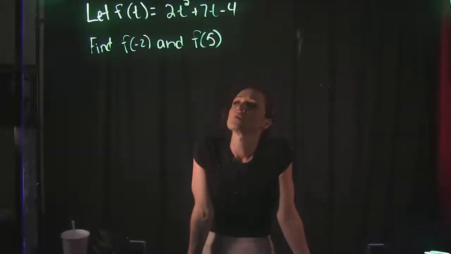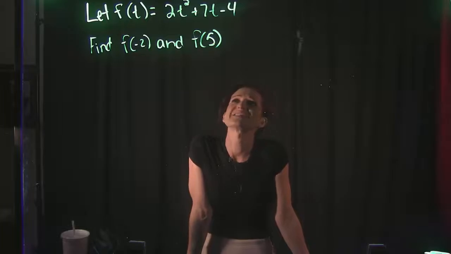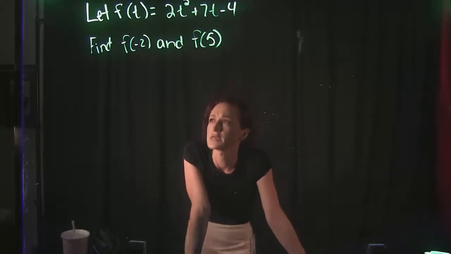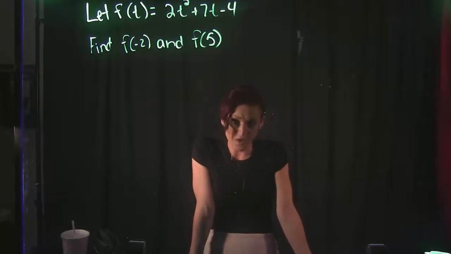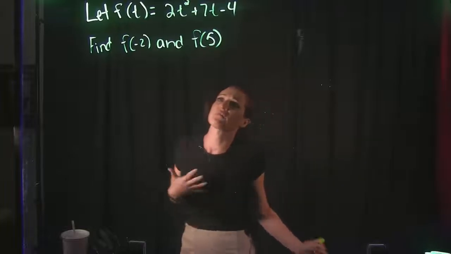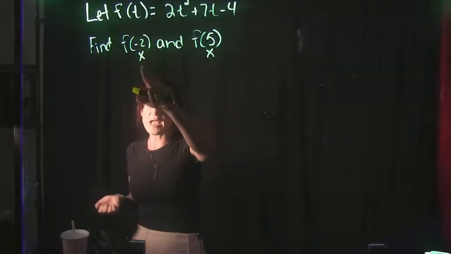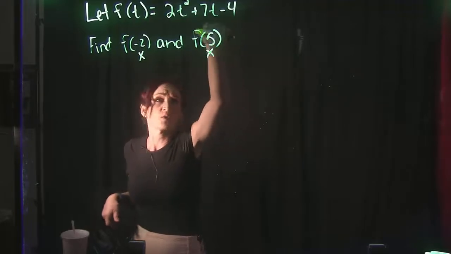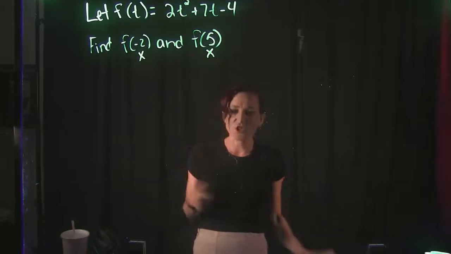All right. Well, this one says let f of t equal 2t squared plus 7t minus 4. And it wants us to find f of negative 2 and f of 5. So this notation here, f of negative 2 and f of 5, what that's telling us to do is it wants us to plug in a negative 2 for x, and then it wants us to plug in a 5 for x. So this is what I call a plug and chug type problem.